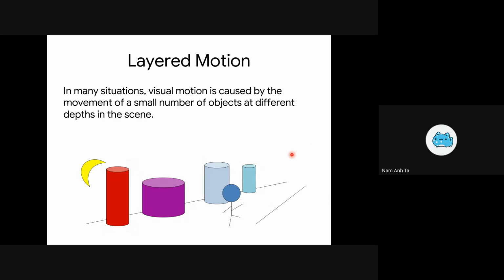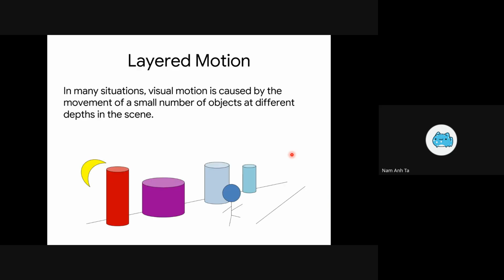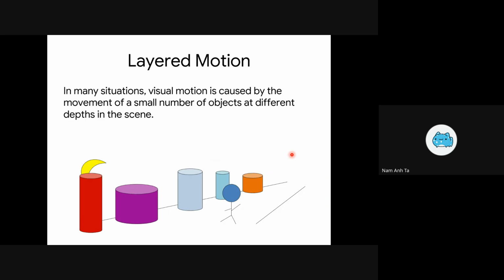And this means that the magnitude of the motion is not uniform across the scene. So the objects closer to the camera move differently than those in the distance, like this. The objects closer to the camera will move differently than those in the distance. And in many cases, motion is driven by a few distinct layers at various depths.